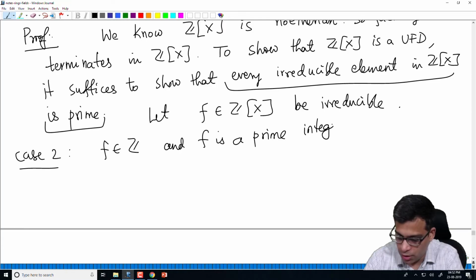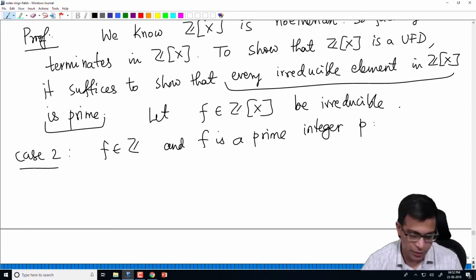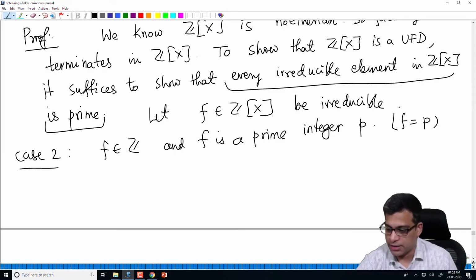So f is not the normal way of writing prime integers, so let's call it p. So that means f is equal to p. So this is case 1. So it's actually a degree 0 polynomial, in which case it's a prime integer.